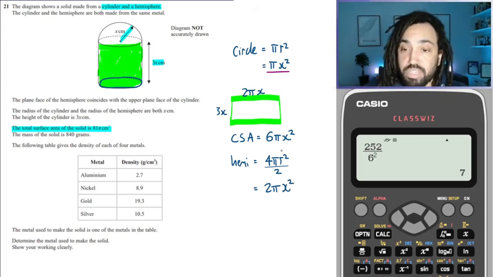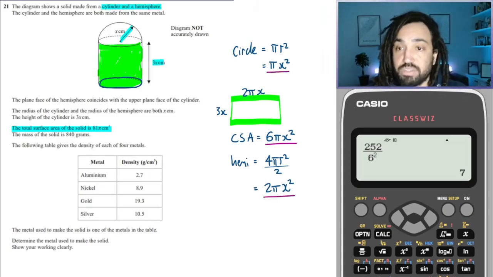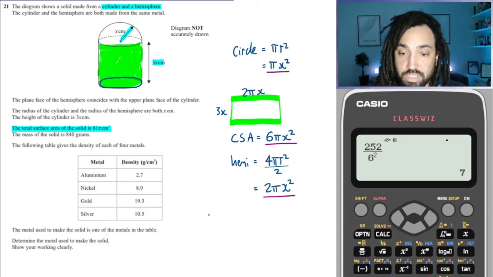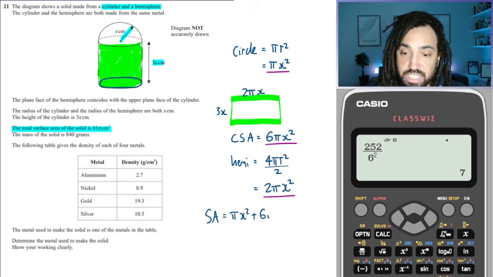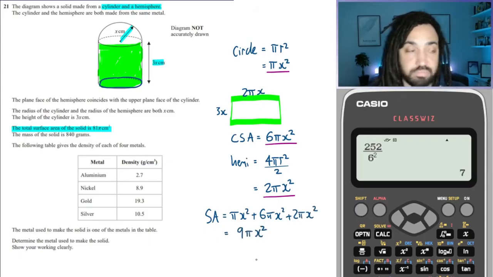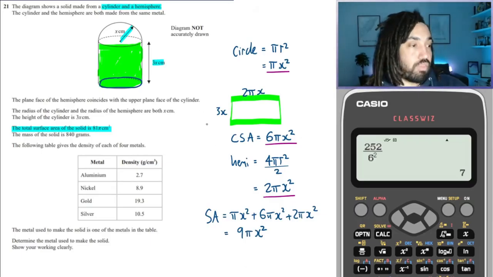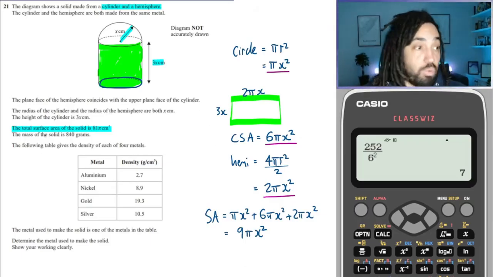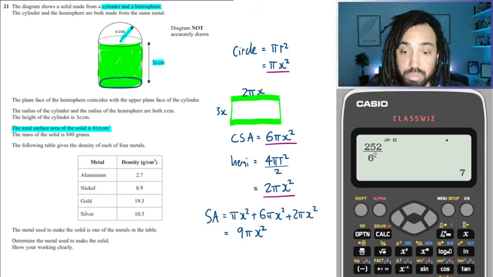Okay, great, so we've got this, and we've got this. So adding those together is going to give us the total surface area of this shape. So it's pi x squared plus 6 pi x squared plus 2 pi x squared, which is the total of 9 pi x squared. Okay, and we're told that that's equal to 81 pi.